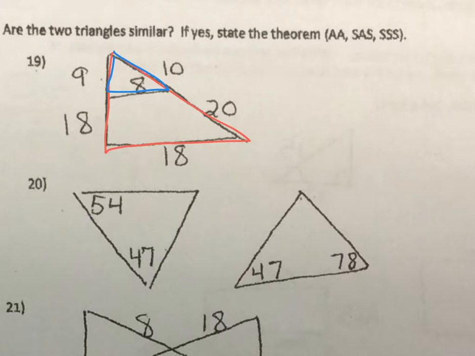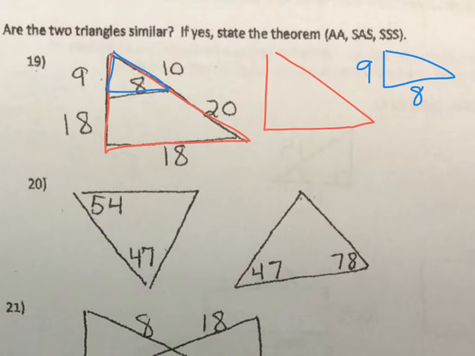So first I'm going to draw the big triangle. It looks something like that. And then I'm going to draw the little triangle. It looks something like that. And now I'm going to label the parts. So that's an 8, that's a 9, that's a 10. And over here on the big triangle, I have a 9 and an 18.